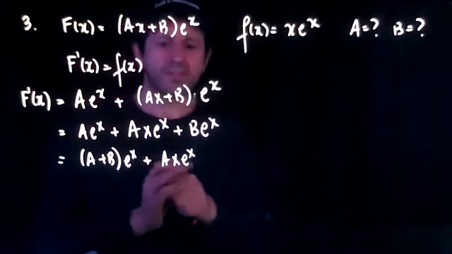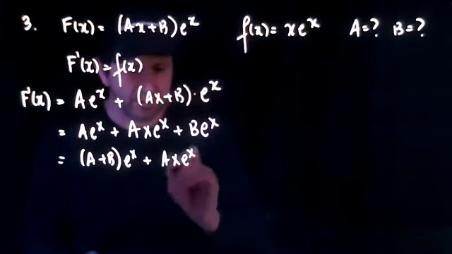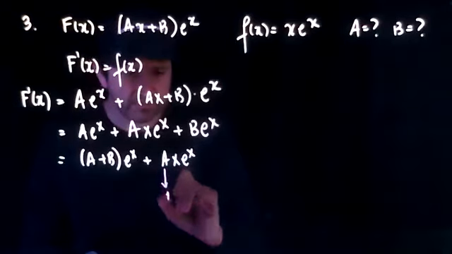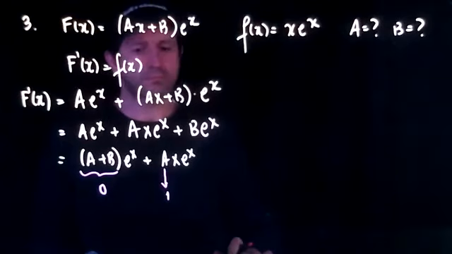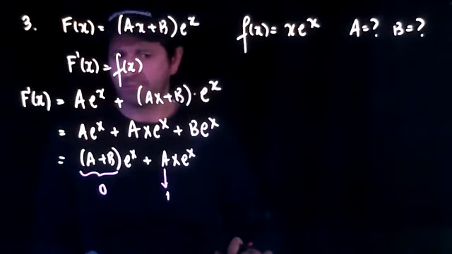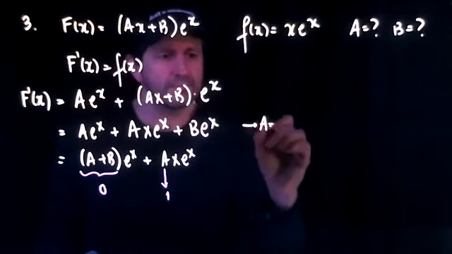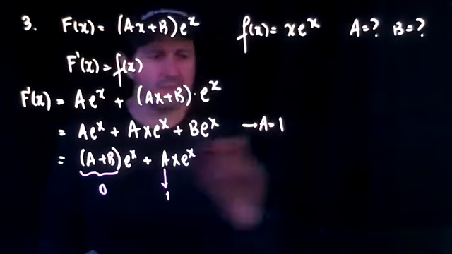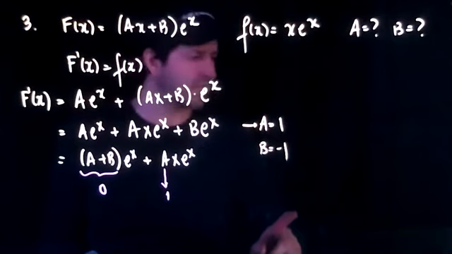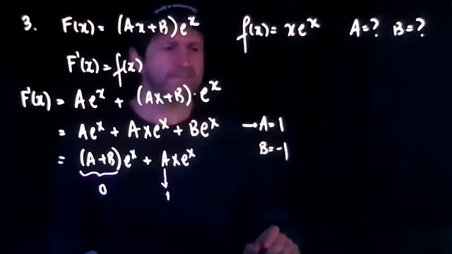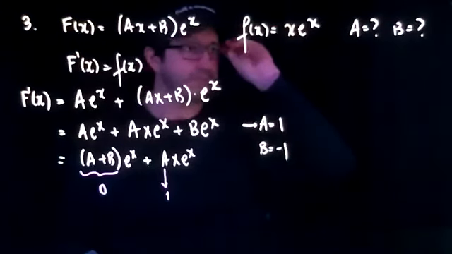Okay, so I want this to be equal to x e to the x. So right away, this has to be 1 and this has to be 0. There's no choice. You understand? That's it. So a equals 1, and therefore b will be negative 1. And that should be your answer. Was that the answer? I don't have it in front of me. Yeah, that was the answer. Okay, it's clear. So you do the same process, and you should be able to do b.